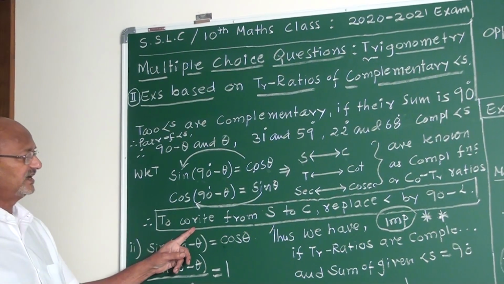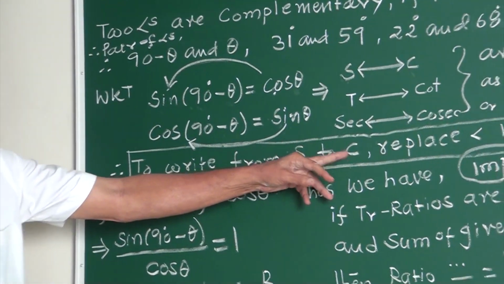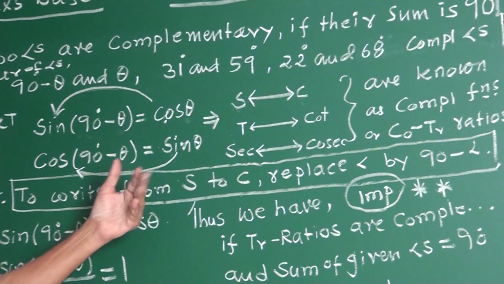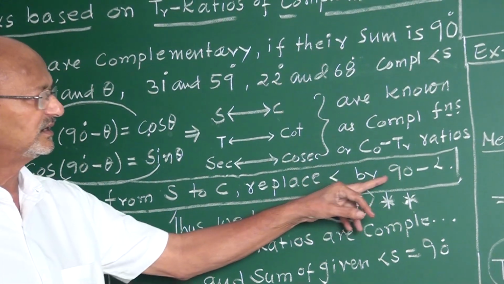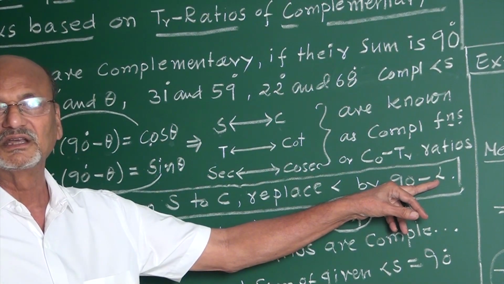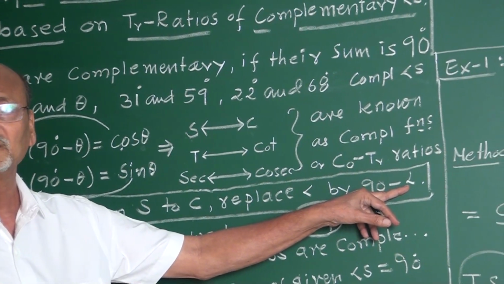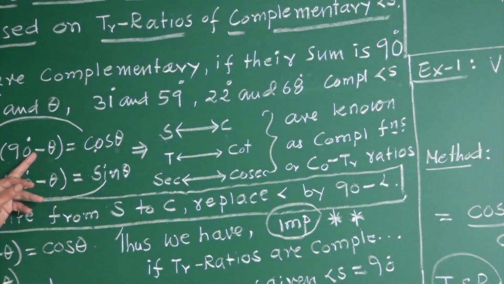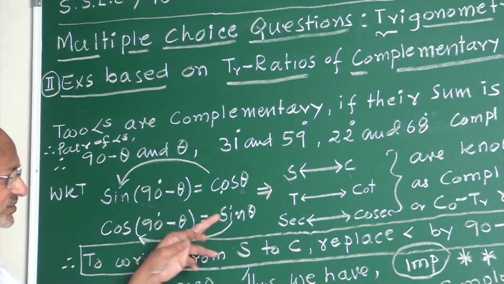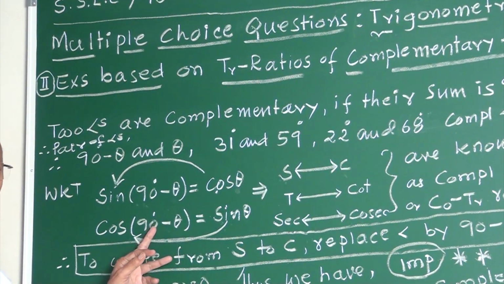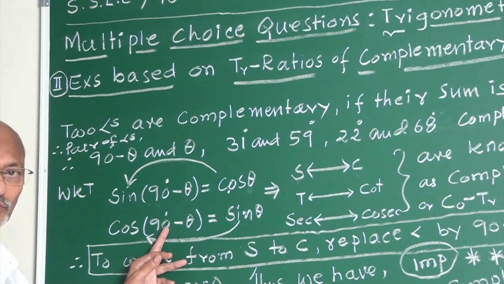Therefore, to change from sine to cos or cos to sine, replace the given angle by 90 minus the angle. Here, what is the given angle? Theta, replaced by 90 minus theta, from this to this. I hope you understood, my friends.